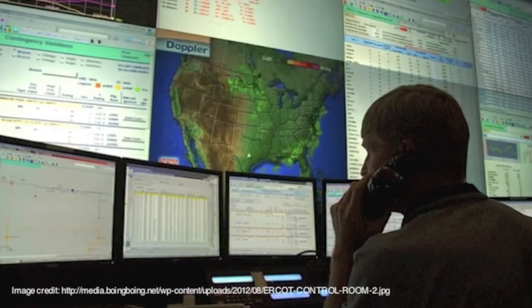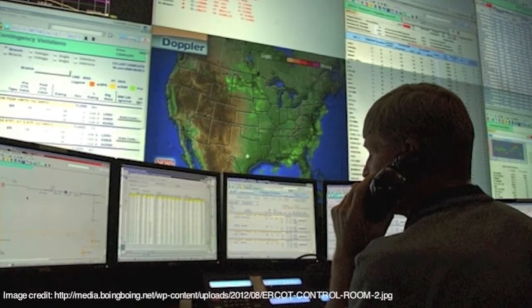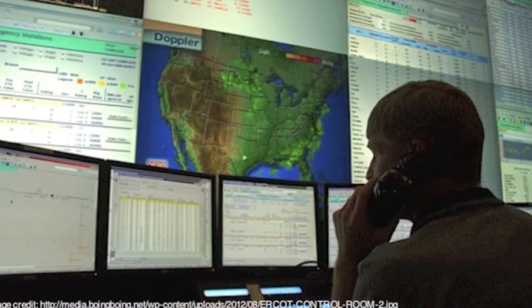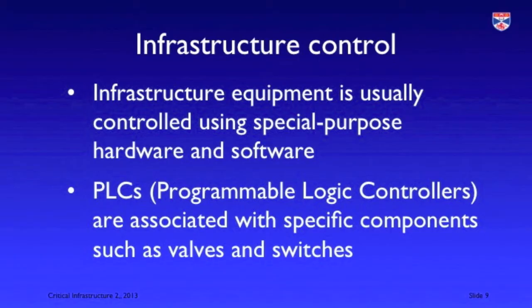There's a control centre, a control room, where a group of people 24 hours a day monitor the infrastructure. They look at what's going on, they spot faults or faults are reported to them, they take actions to repair these faults and they adjust the load on that infrastructure so that it can continue to deliver the essential services.